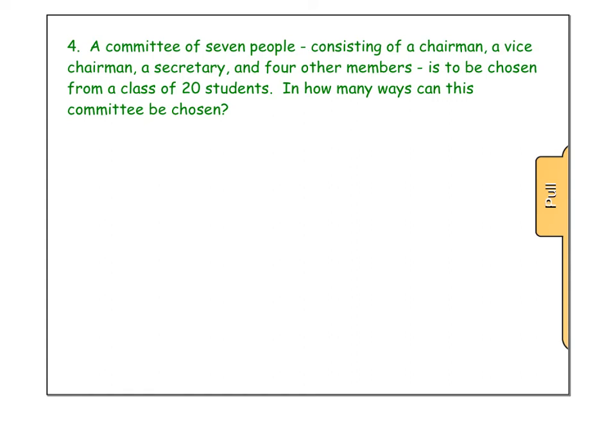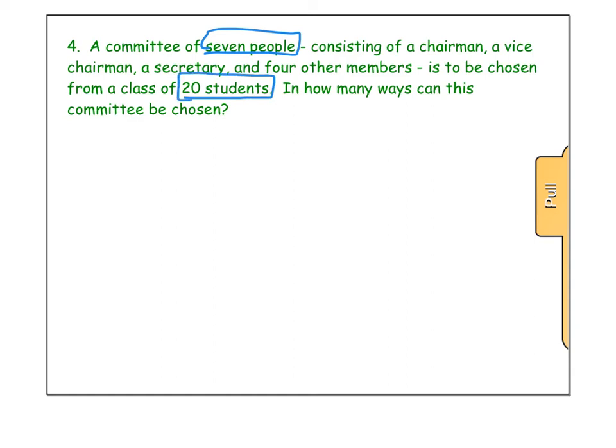The fourth and final example problem for this set of notes is a committee of 7 people consisting of a chairman, a vice chairman, a secretary, and 4 other members is to be chosen from a class of 20 students. In how many ways can this committee be chosen? What we need to first consider is, does the order matter? Well, we have a couple things taking place here. A committee of 7 people needs to be chosen. So we need 7 total people to be chosen out of how many?